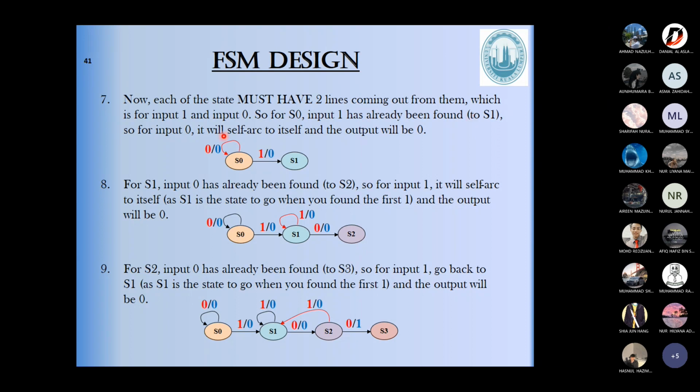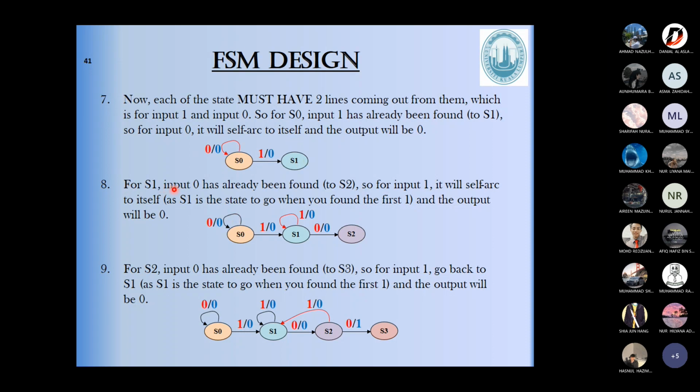Okay, to state 1. So for input 0, it will save up to itself and the output will be 0. So dia dah jumpa 1, dia belum jumpa kosong. So bila dia jumpa kosong, dia patah balik kepada diri dia dan output dia kosong lah. Obviously kosong. Kenapa? Because we would like to detect 1, 0, 0. Tetapi yang you jumpa 0 sahaja. So kita tak dapat lagi lah. Dia hanya akan jadi high sekiranya dia jumpa 1, 0, 0.